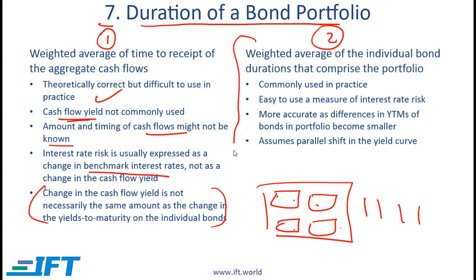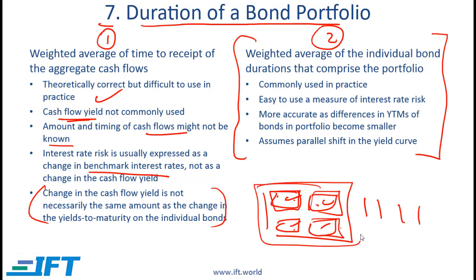The approach that is used more often is shown right here: the weighted average of the individual bond durations that comprise the portfolio. So we take the durations of these individual bonds, look at the market value of each bond relative to the market value of the portfolio. That will determine the weight of each bond. Multiply the weight by the duration of each bond and come up with the duration of the portfolio. Commonly used in practice, easy to use as a measure of interest rate risk.